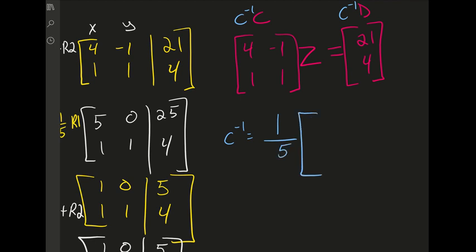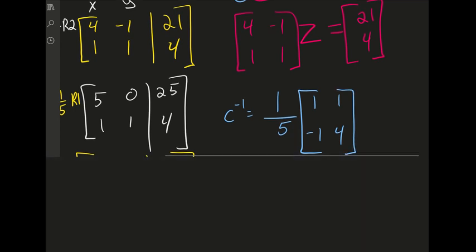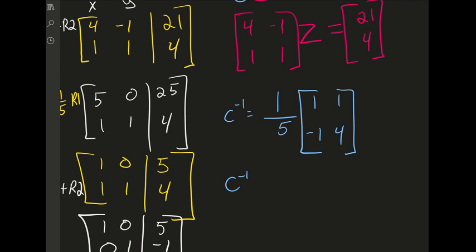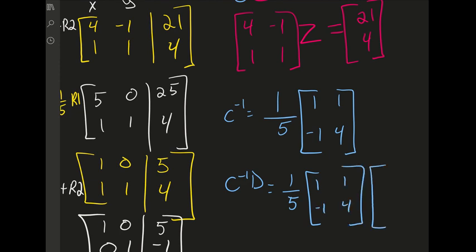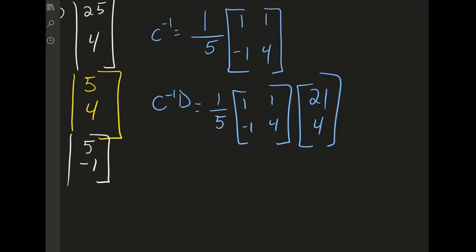Then we switch the location of A and D and change the sign of B and C. So we have this, and we need to multiply C inverse by D. So leave that 1/5 out, and we'll multiply by that later. And we multiply by D. Okay, so we do row by column.